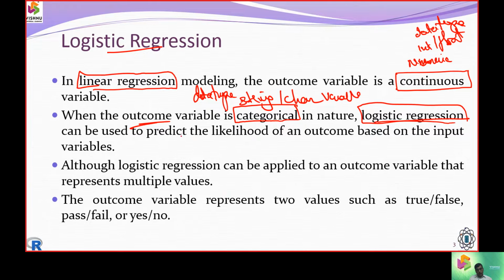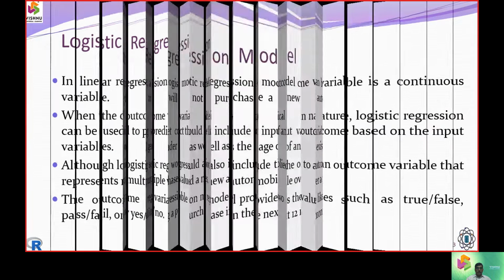and we are going to predict the likelihood based on the input variables. In general, the output variables can be set as true or false, yes or no, pass or fail. Such reasons are binary decisions, and such types of outcomes are going to fall into logistic regression.